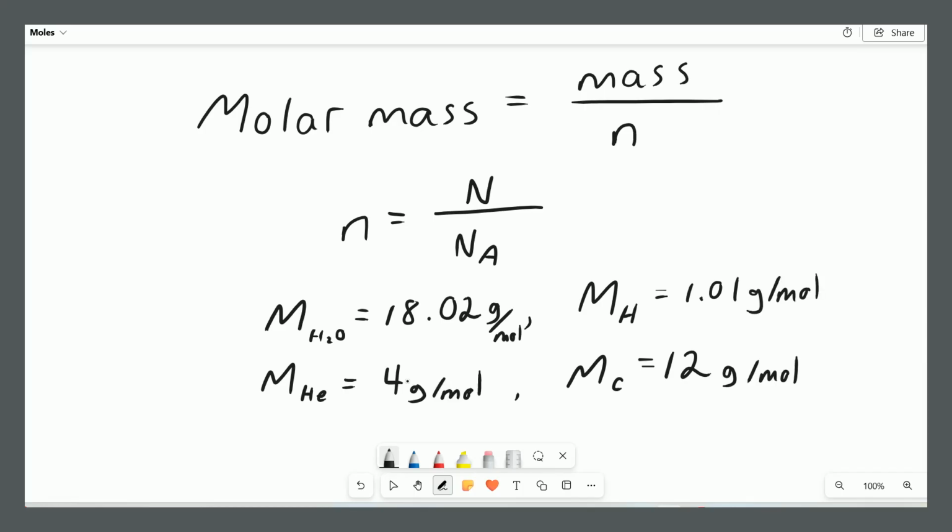These are the calculations we were doing earlier. How many grams is 1 mole of hydrogen? 1.01 grams. How many grams is 1 mole of carbon? 12 grams. And so on.